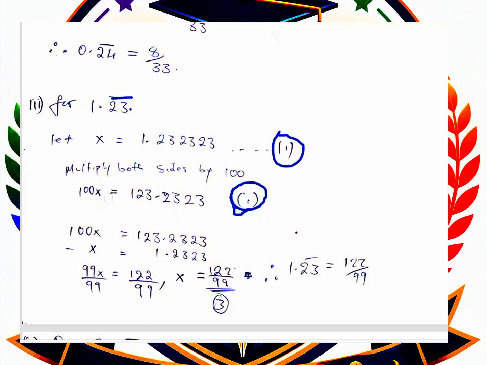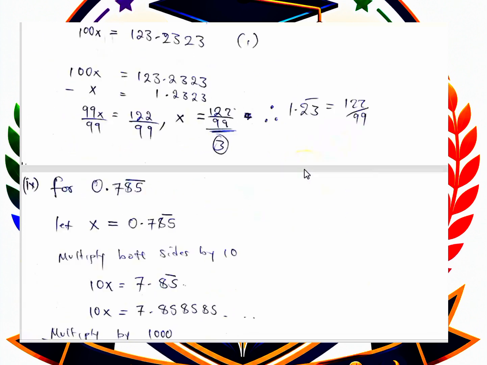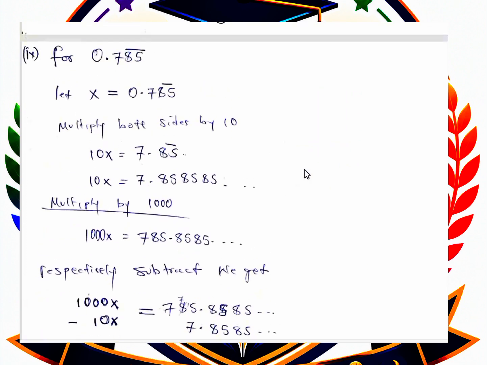Now we go to the fourth example, which is 0.785, where the 8 and 5 keep on repeating themselves. So we let x be equal to 0.785, then we multiply both sides by 10. So we have something like this.